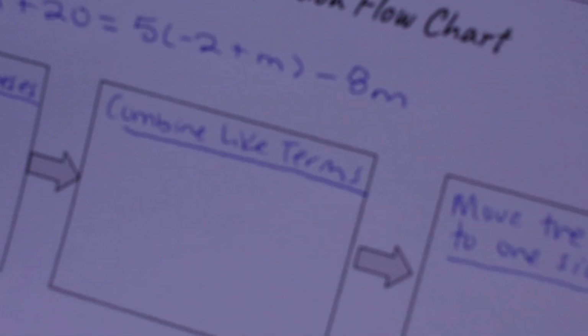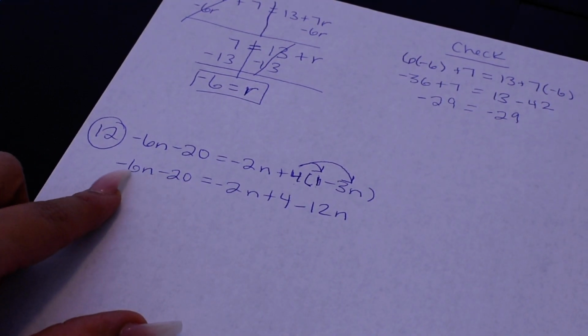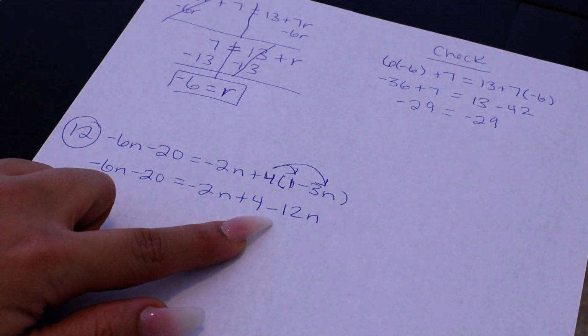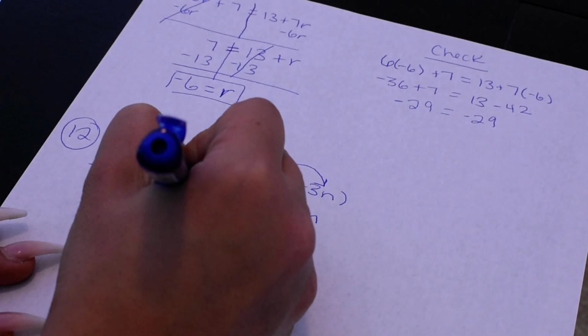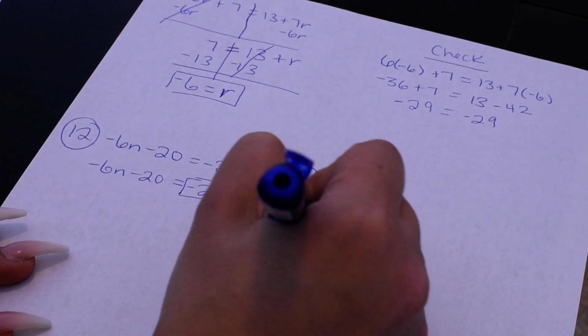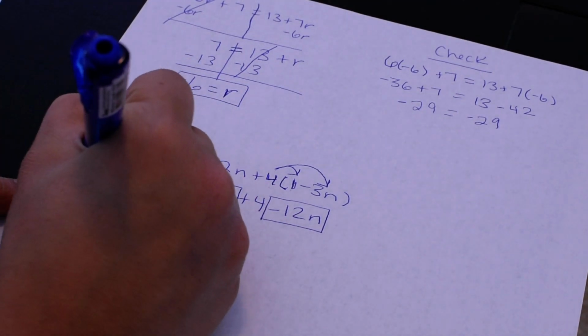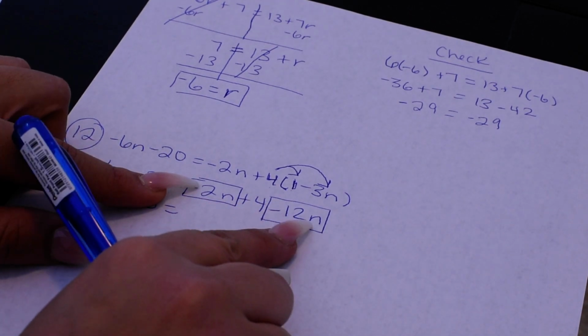Combine like terms. All right. So I'm going to look to my left side of the equation. Negative 6n minus 20. Any like terms? Nope. On my right side, negative 2n plus 4 minus 12n. Any like terms? Yeah, I have two n's. So I'm going to circle those, and I'm going to circle this, and I'm going to combine them. So on my left side, I got to bring it down, right? Negative 6n minus 20 equals negative 2n minus 12.